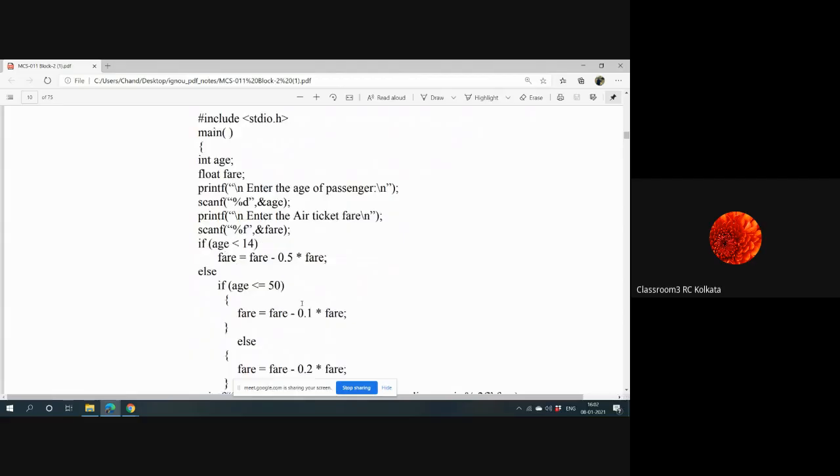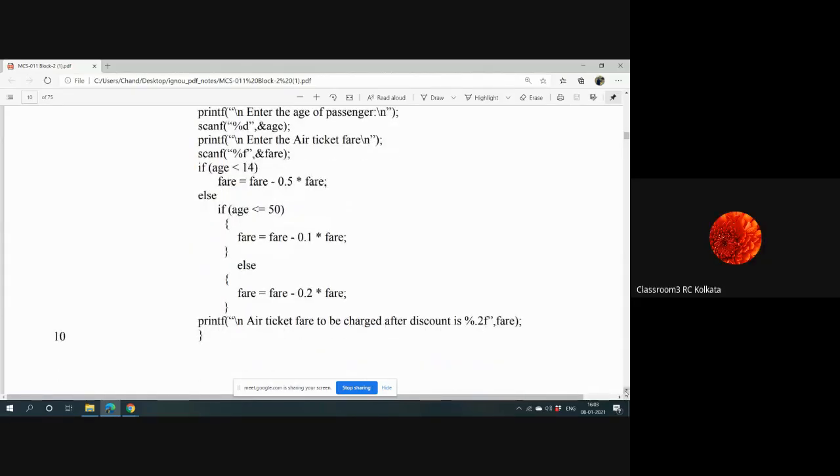If age is less than 14. I told you to take age as 20, so will it execute this statement? No, ma'am. Which statement will it execute? If age is less than equal to 50. Why? Because if age is only less than 14, then this statement will be executed. So here, else if age is less than equal to 50.